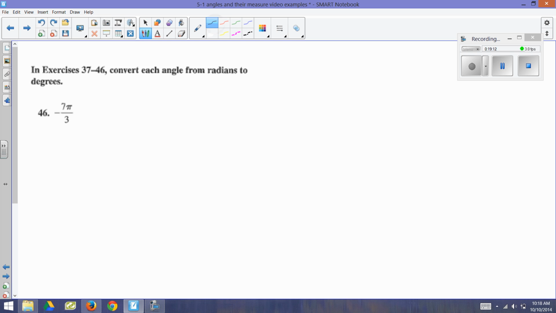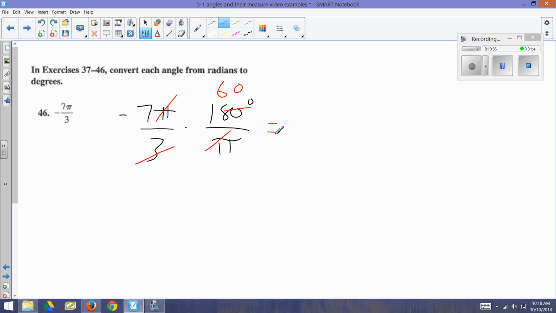46, negative 7 pi over 3 times pi radians over 180 degrees. Pi's cancel out. 3 goes into 180. 3 goes into 18 6 times, so it goes into 180 60 times. So my answer, it started out as negative, so it ends up negative. So it's negative 420 degrees.